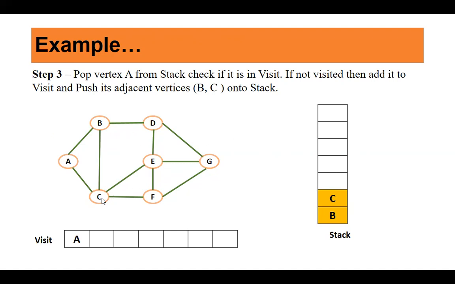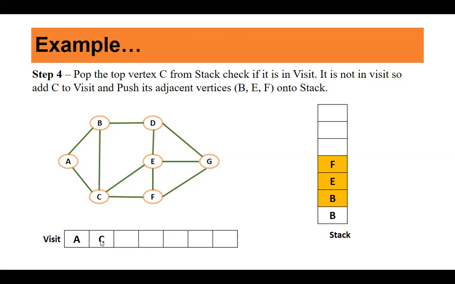Now what are the adjacent vertices of C? They are A, B, E, and F, right? You can go to A, you can go to B, you can go to E, and you can go to F. So there are 4 adjacent vertices of C. But A is already in visit, so we will not push A onto the stack. What will we push? We'll push B, E, and F, right? So C is added to the visit, and B, E, F are pushed onto the stack.